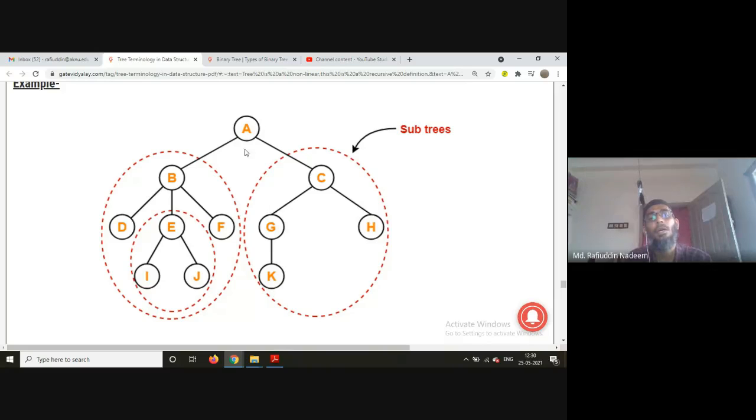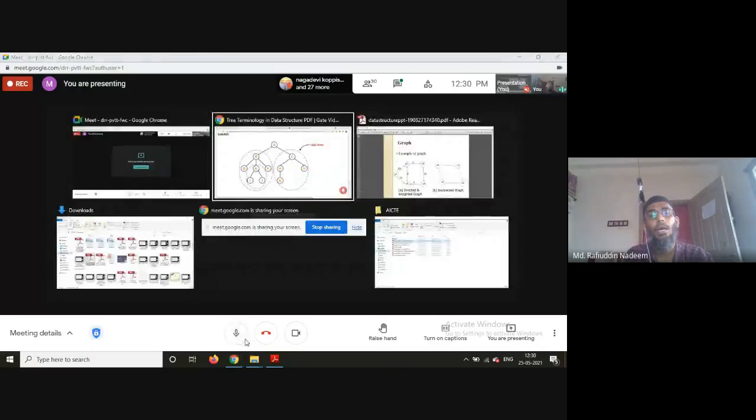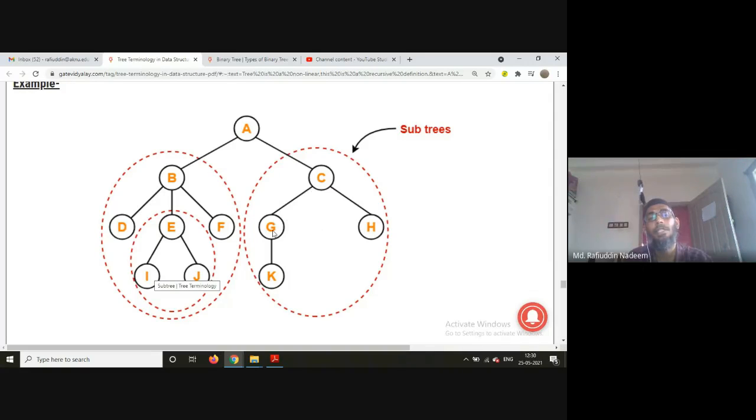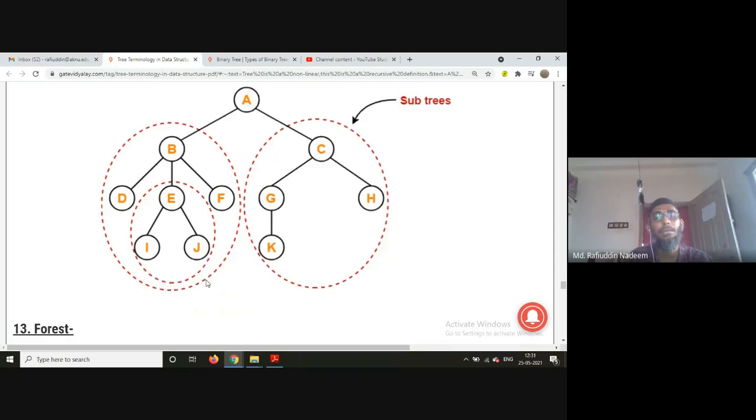So we have A, the entire tree which is given. Then we have B, D, E, F, I, J, which forms a subtree. Then we have C, G, H, K, which forms another subtree. Then again we have G and K, which also form a subtree, which is not mentioned here. Then we have E, I, J, which is also a subtree.